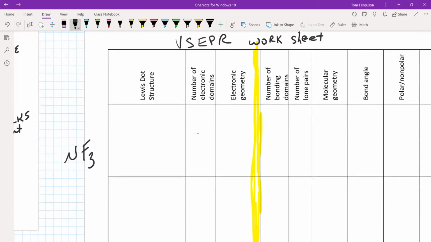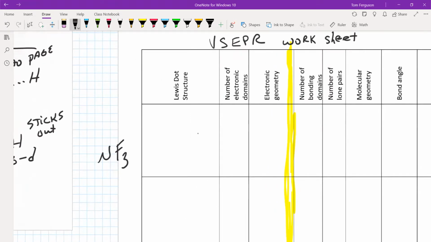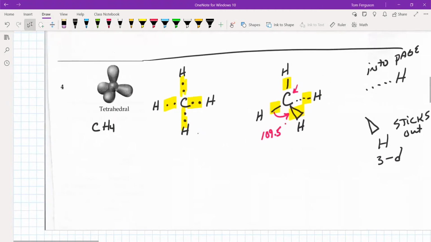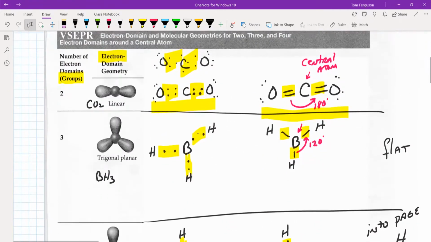And I have copies of this on Canvas modules, so you can print these off if you want. Okay, so the first step in the VSEPR process is to do the Lewis dot structure. Okay, so if we were looking at carbon dioxide, this would be the Lewis dot structure here.